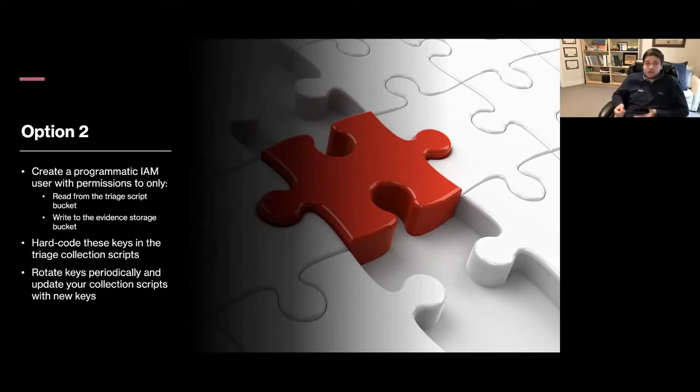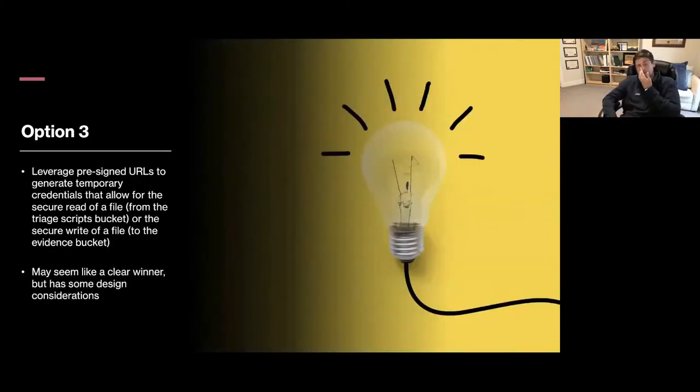And I could even set up an automatic build pipeline to periodically rotate these keys. Maybe it makes the keys inactive, disables them and deletes them. And then it spins up new keys for me and replaces my triage collection script to have these keys, or my Lambda code to leverage these keys. Again, not a bad option. It allows for quite a bit of flexibility here. But there is a more secure option. And I would argue that's option three.